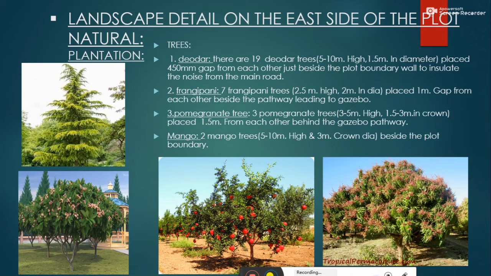Frangipani. 7 frangipani trees placed 1 meter gap from each other beside the pathway leading to the gazebo. Pomegranate tree. 3 pomegranate trees placed 1.5 meters from each other behind the gazebo pathway. Mango. 2 mango trees.